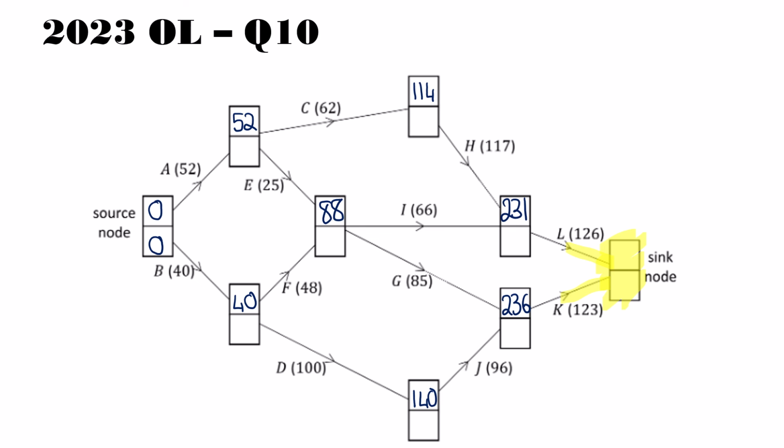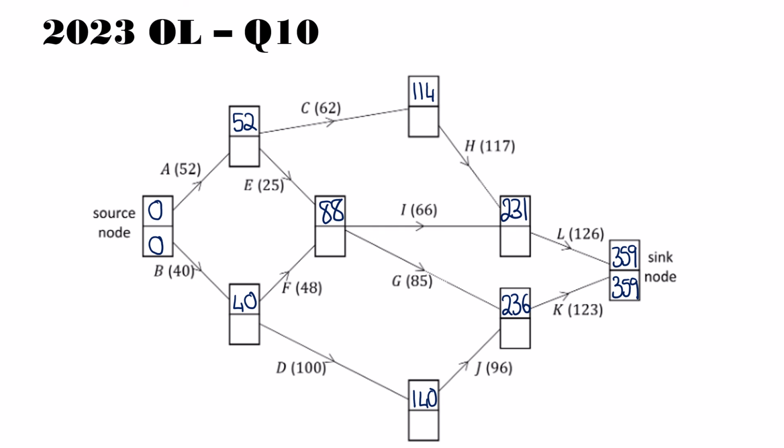So we have 231 plus activity L, which is 126. That's 357. Or 359. So 359 with activity K is bigger. So we're going to keep that. So that's 359, and we're going to put 359 directly underneath it. As soon as you get your time in the sink node, it's going to be the same early and late time.